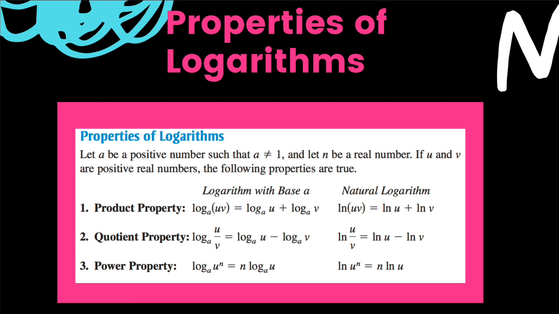There are three properties: product property, quotient property, and power property. These can be used with both natural and base a logarithms. The properties of logarithms are useful for rewriting logarithmic expressions in forms that simplify the operations of algebra. This is true because these properties convert complicated product, quotient, and exponential forms into simpler sums, differences, and products.